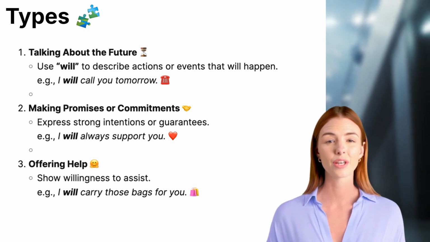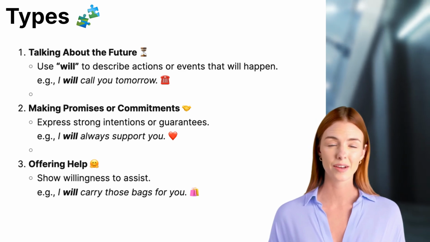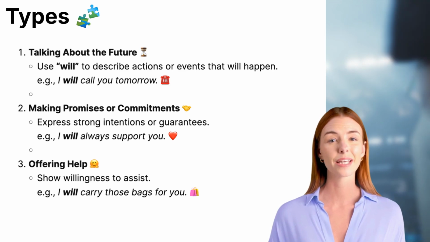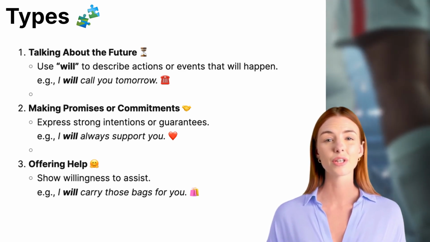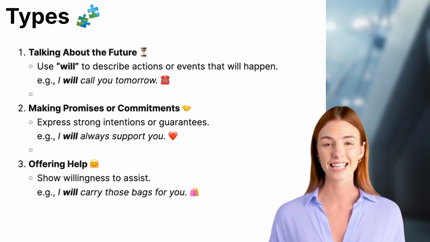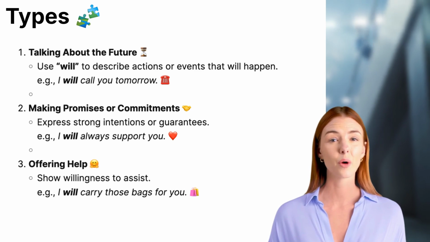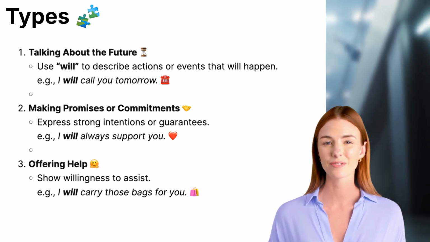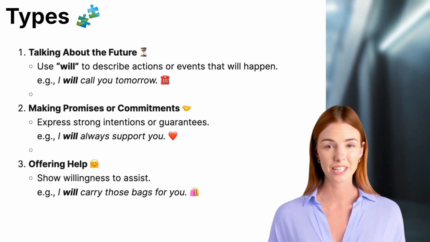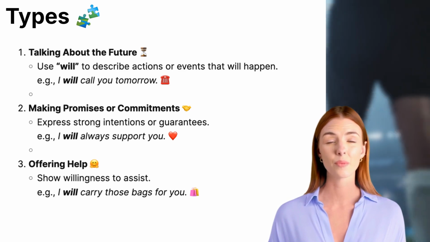More examples: she will start a new job next month. We will meet at the cafe at 5 p.m. 2. Making promises or commitments. Use will to express strong intentions, commitments, or guarantees. Example: I will always support you. This shows a strong promise to be there for someone. More examples: he will never let you down. I will be there no matter what.